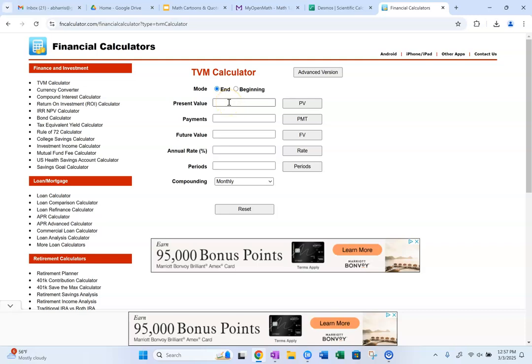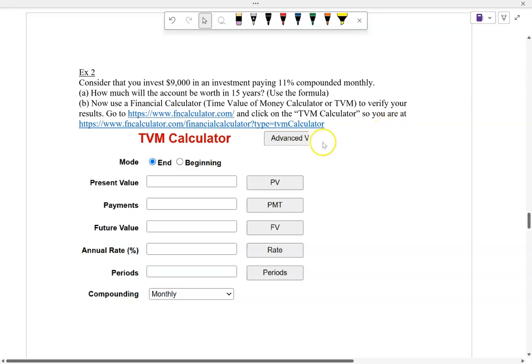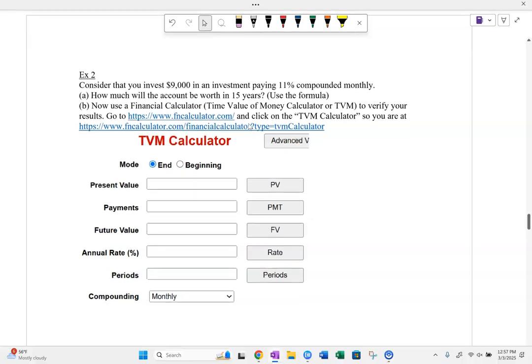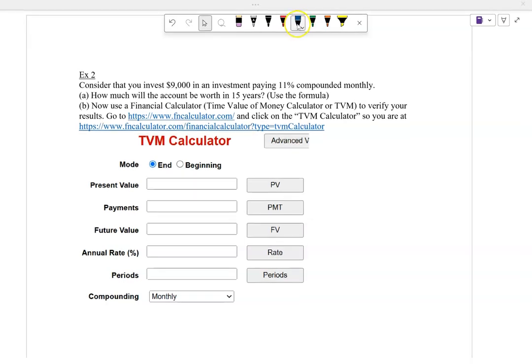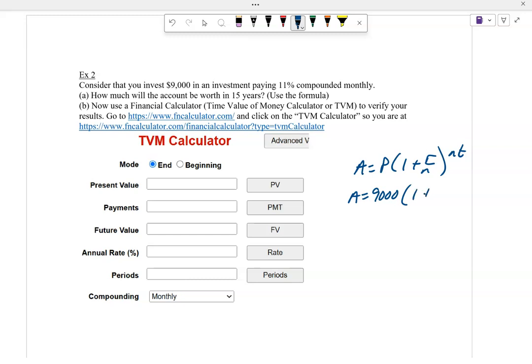Now let's see what our scenario is. We were putting $9,000 in an investment, paying 11% compounded monthly. So let's do it with the formula first, and then we'll compare it to the financial calculator. I'm putting in $9,000, 11% interest, compounded monthly. How many times a year is that? Monthly would be 12, so 12 is our N. And I'm going to do this for 15 years, so 15.